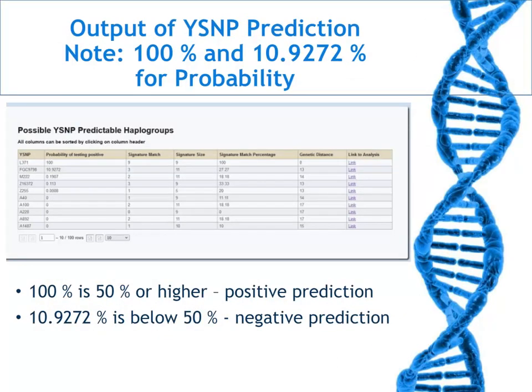So here's actual output from the screen. If you notice in the top, the second column, the first one is 100%, and the second one is 10.9272%. Now this is not considered to be a real issue, because anything over 50% is considered positive, and anything below 50% is considered negative.